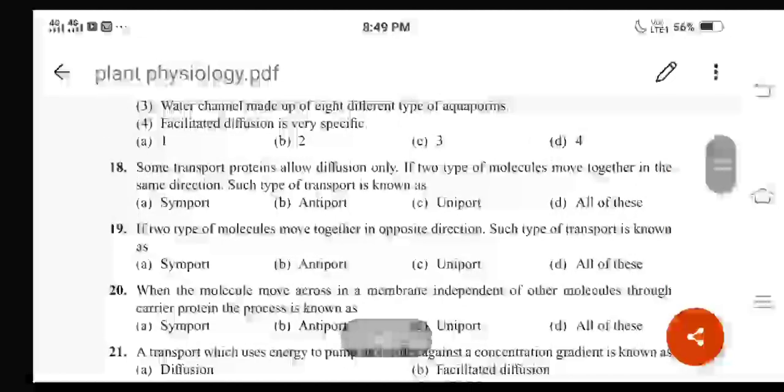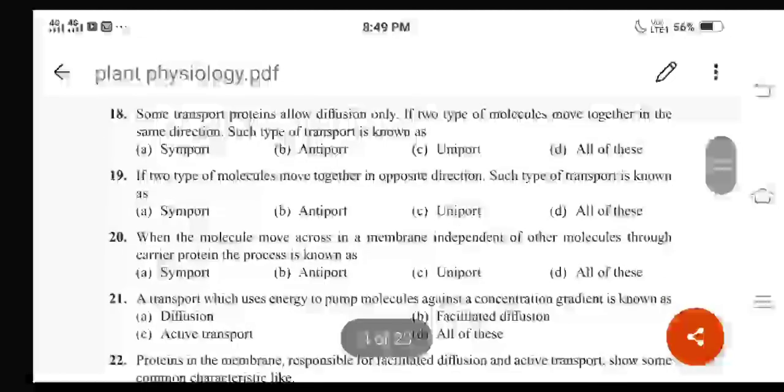Question number 18. What is the question here? Some transport proteins allow diffusion only if two types of molecules move together in the same direction. Such a type of transport is known as symport. Option A is the correct answer. You can easily identify the answer here.